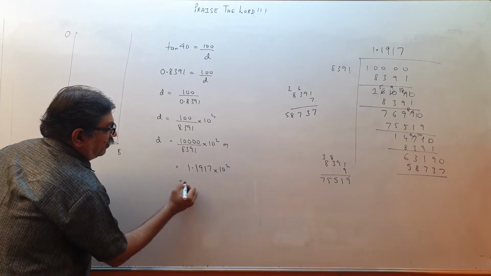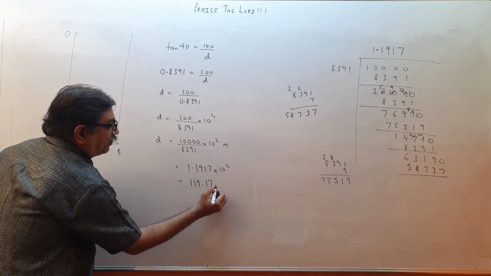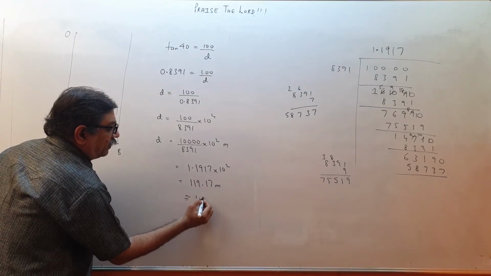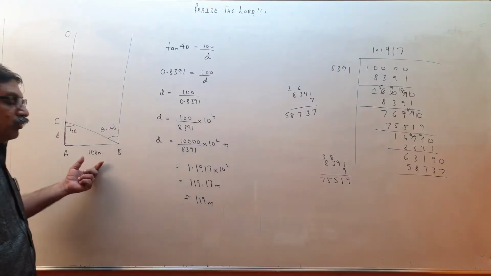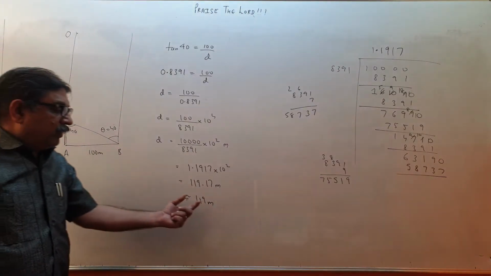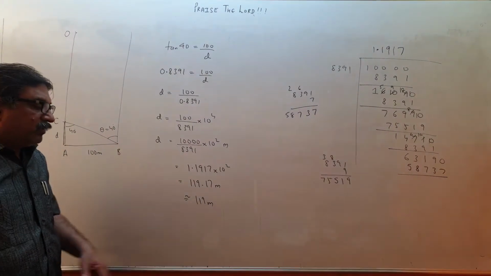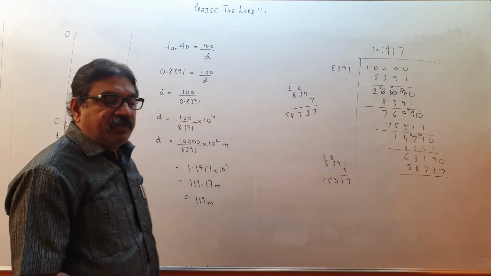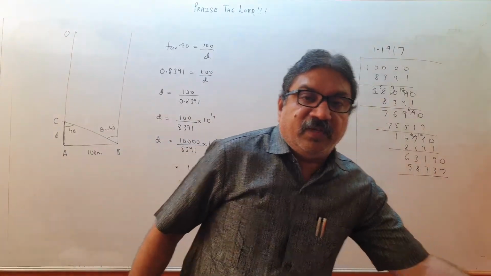into 10 square. So this is 119.17 meter, and it can be approximated to 119 meter because here only up to meter is given, no centimeter. So we don't measure centimeter, we only measure up to meter. So the answer is 119 meter by the concept of significant digits.